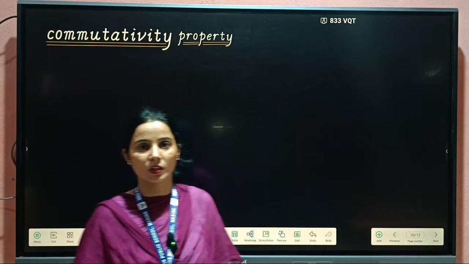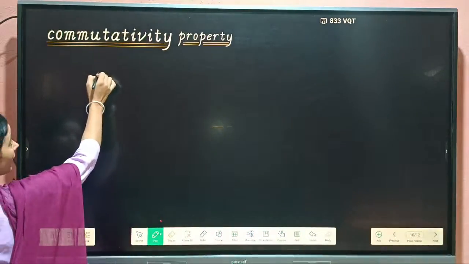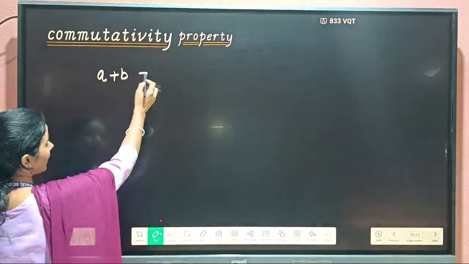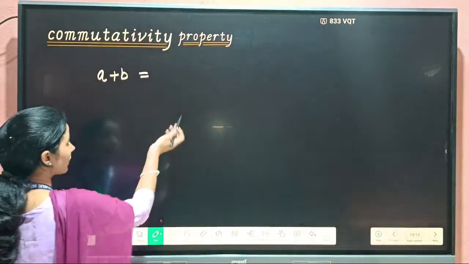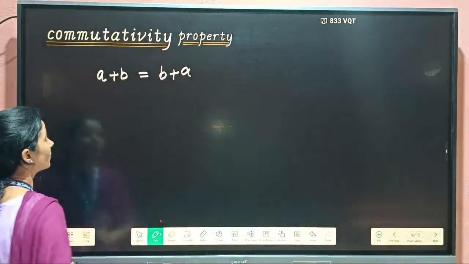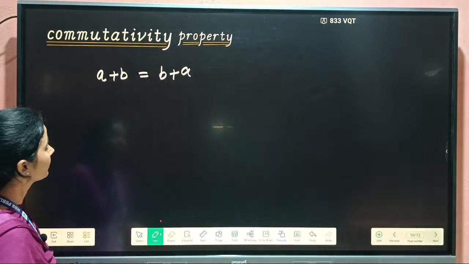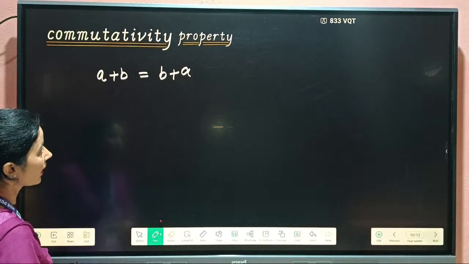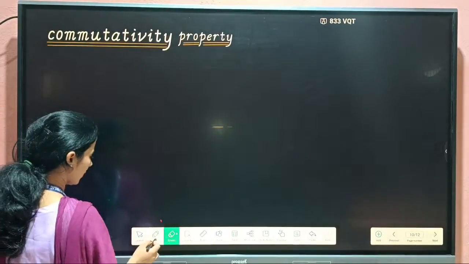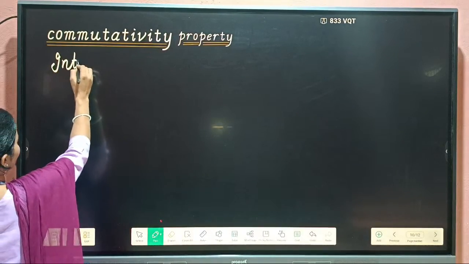Let us see what the commutative property is. If I add two numbers in the order A plus B, and then I change their order, A plus B must be equal to B plus A. This is the commutative property under addition. We want to discuss it in depth. Let us see it for integers.